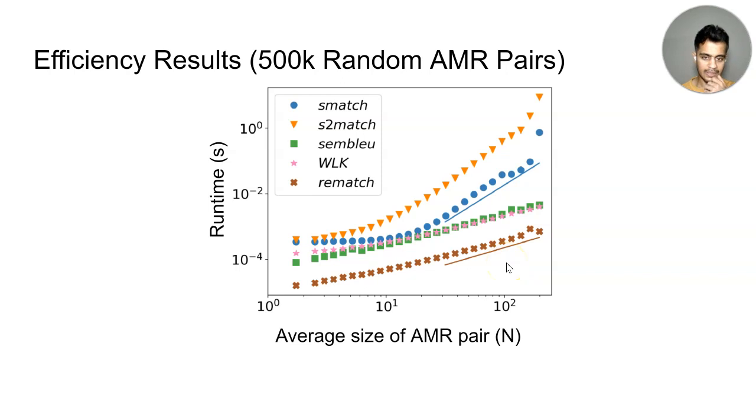And when we evaluate the scaling of the complexity, we find that Rematch is linear. This is a log-log plot. On the x-axis, we have the average size of AMR pairs going from the smallest average size to the largest average size logarithmically. And on the y-axis, we have the runtime growing logarithmically as well. So what we find is that Rematch scales linearly with the size of AMRs. So do some other algorithms like SemBlue and WLK, but Rematch is the fastest. Some other algorithms like S-Match and S2-Match scale polynomially with the growing size of AMRs.